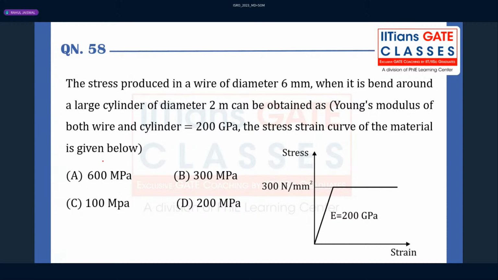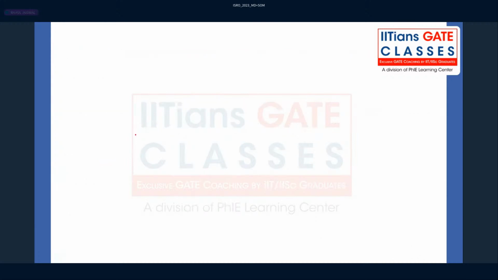So, one of the good problems. See here, our wire is bent over a large cylinder. I'm just showing you the cross-sectional area. This will be the neutral axis.